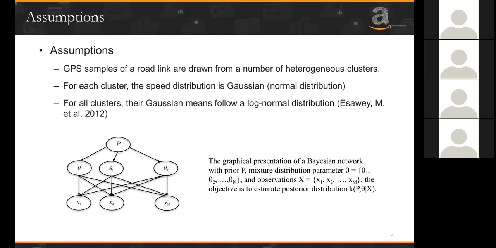So this is the graph for the Bayesian network we propose. With a prior P, mixture distribution parameters theta 1, theta 2, until theta n for the means of each component, and also the observations X. So what we try to achieve is to estimate the posterior distribution based on the observations we have.